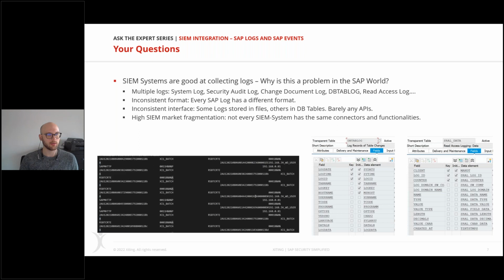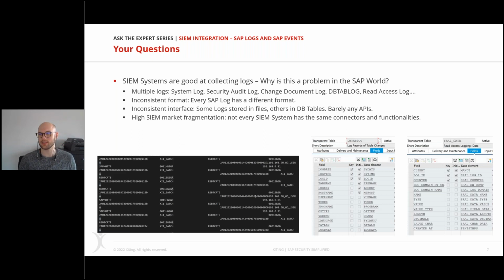And additionally, you have an inconsistent interface. So some logs are stored in files, other logs are stored in database tables. Again, the examples at the bottom, I chose them, of course, because of this, just to make this point. The system log that we have right here is in a file format, while the other 2 logs are stored in database tables.